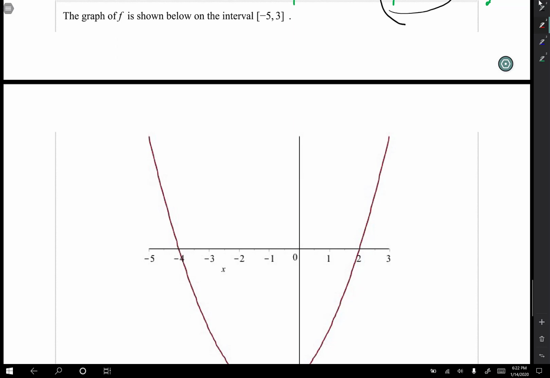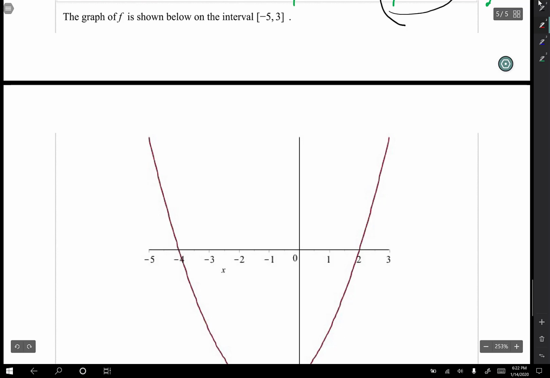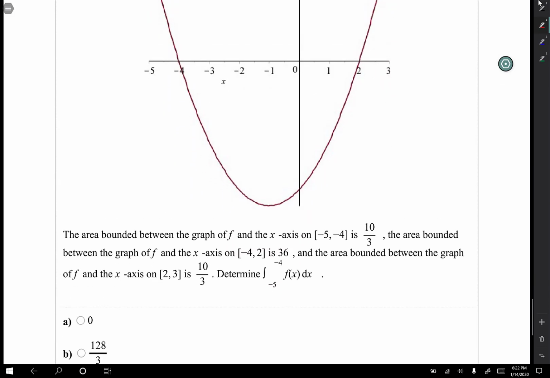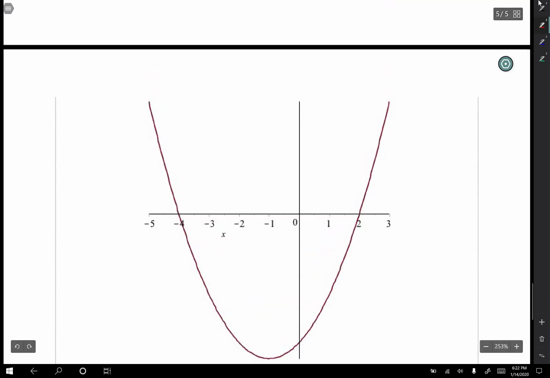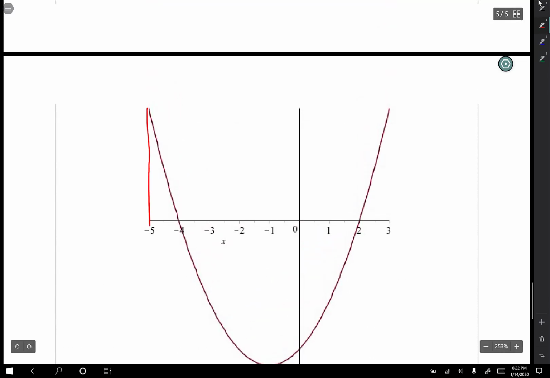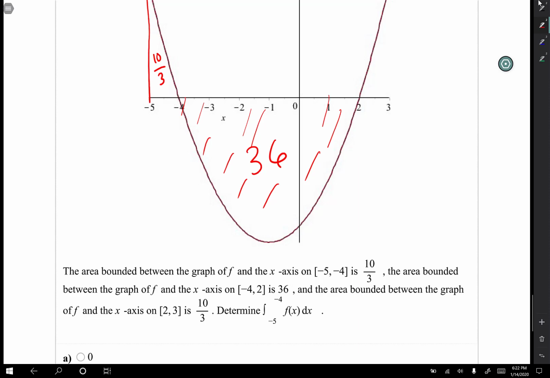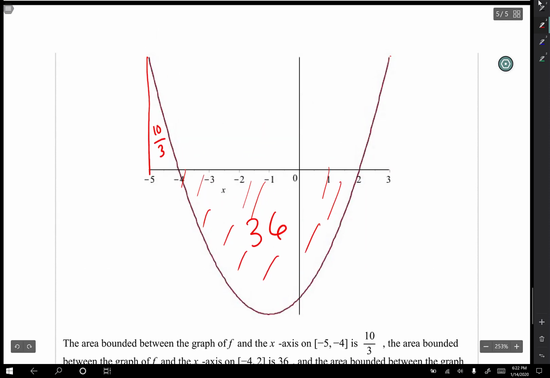All right, so here we go. The graph f is shown below in the interval negative 5 to negative 3. The area bounded between the graph of f and the x-axis of negative 5 to negative 4 is 10 over 3. So this area right here is 10 over 3. And then the area bounded between negative 4 and 2 is 36. So this area right here is 36. And then the area bounded between the graph of f and the x-axis from 2 to 3 is 10 thirds. So this area here is 10 over 3 again.